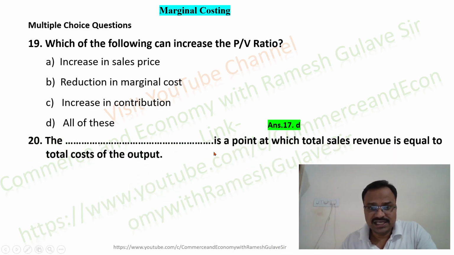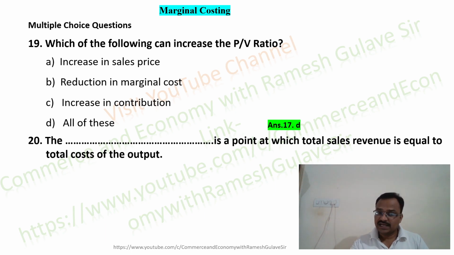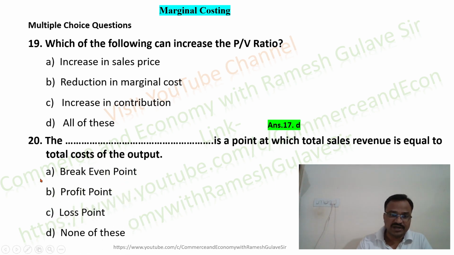Next question says the dash is a point at which total sales revenue is equal to total cost of the output. See friends, read the sentence carefully and you will easily guess the answer. It's a point at which total sales revenue is equal to total cost of the output. If the total sales revenue is equal to total cost, it means there is no profit, no loss, and this point is known as break-even point. So here option A is the right answer.